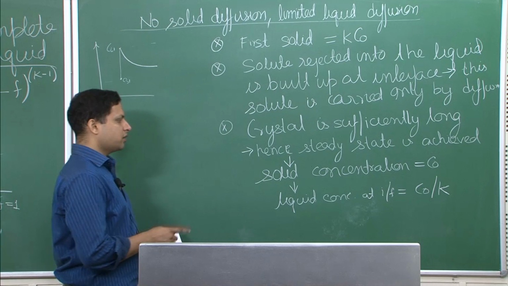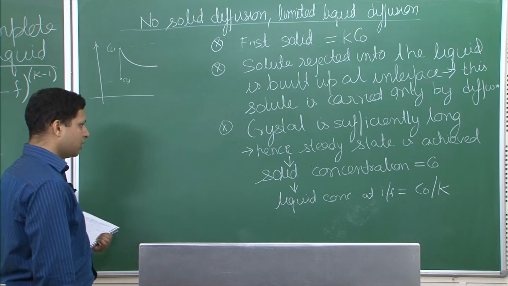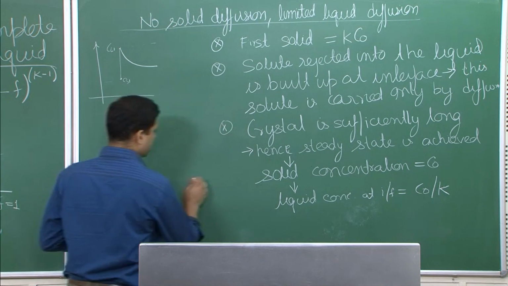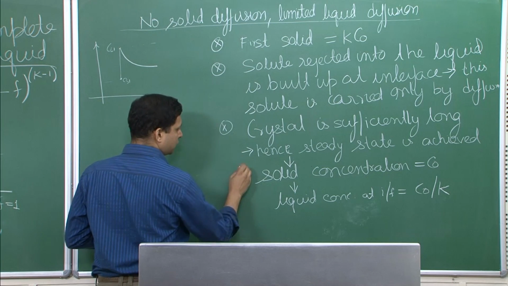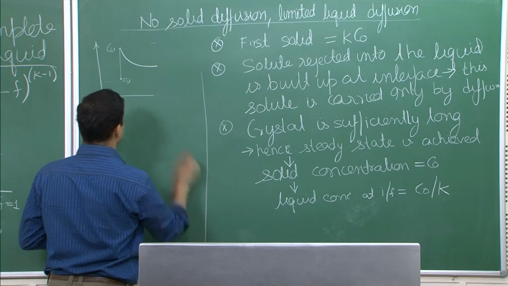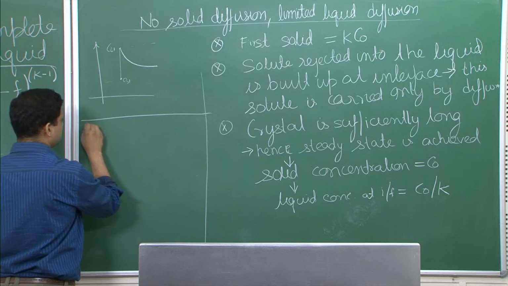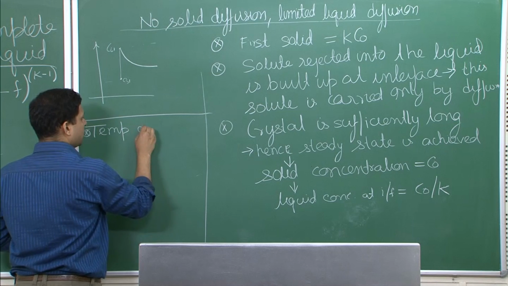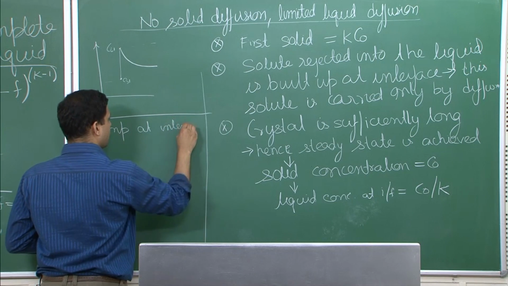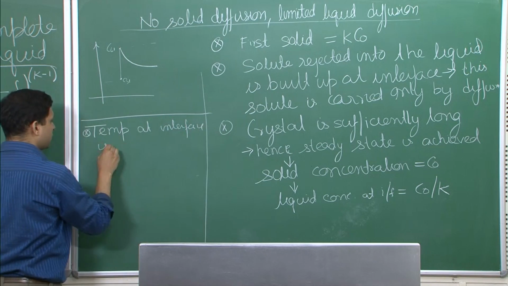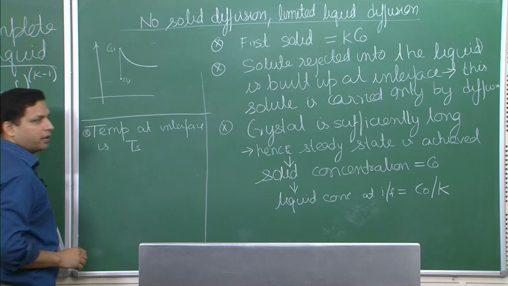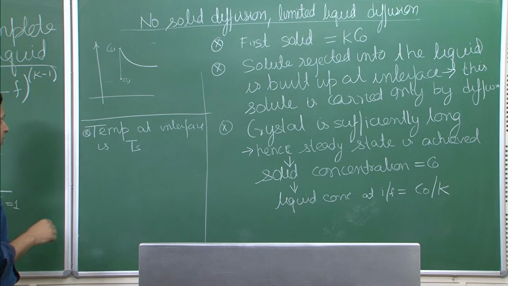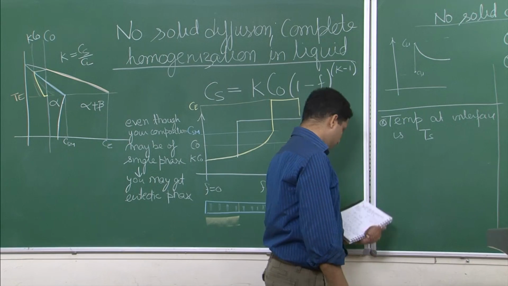So, this is the concentration of liquid at the interface, and this also implies that the temperature at interface is Ts, that is the solidus temperature, and you will see we will just plot the phase diagram, then it will become even more clear what we want to say.